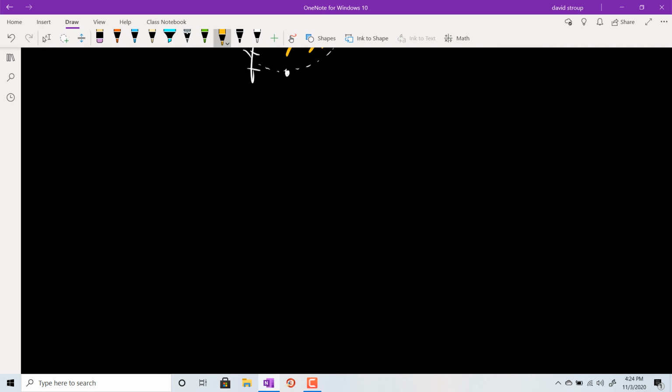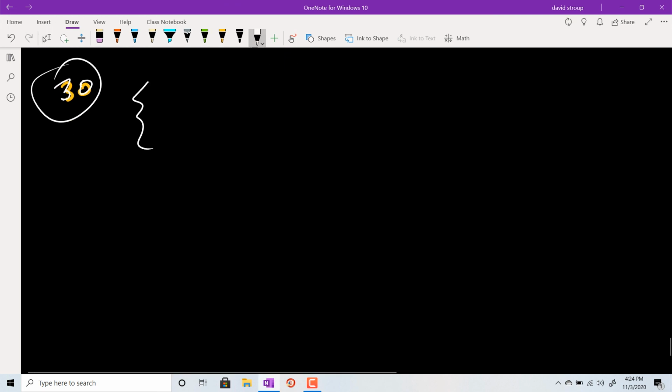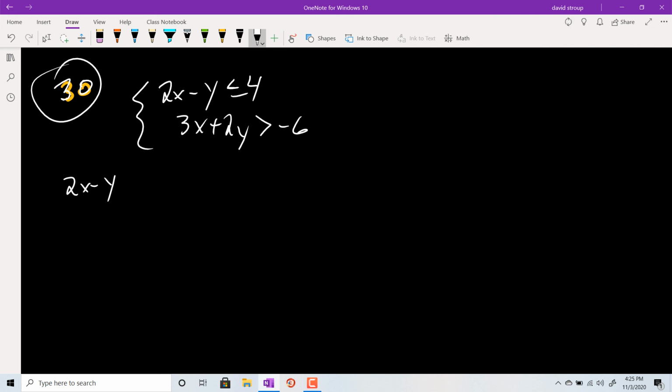Let's try number 30. We have the system 2x minus y less than or equal to 4, and then 3x plus 2y greater than negative 6. Usually what I do is work with each separately. So here, 2x minus y equals 4 is the line I want to plot.